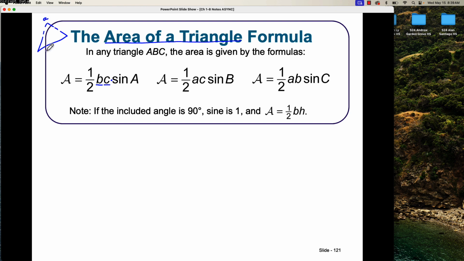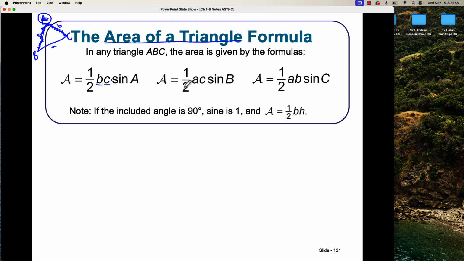That would be lowercase and capital A, B, C. So see here, if our selection is lowercase b and lowercase c, that would be this side and this side. The angle included between those two sides is right here, capital A. So see how the first formula has lowercase b, lowercase c, and capital A.